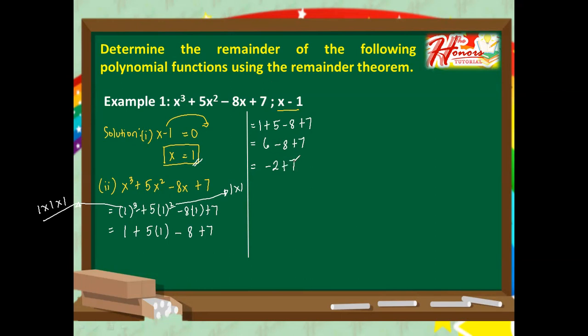Plus 7. Again, we have opposite signs. The first one is a negative number and the other one is a positive number. So therefore, you have to subtract the numbers. 7 minus 2, that's 5, and then copy the sign of the larger number, so that is positive. So the answer is 5. Therefore, the remainder of this equation, when it is divided, is equal to 5. Let's have another example.